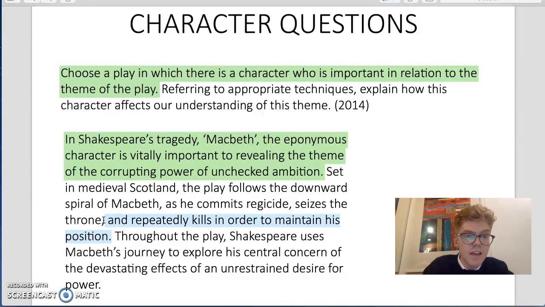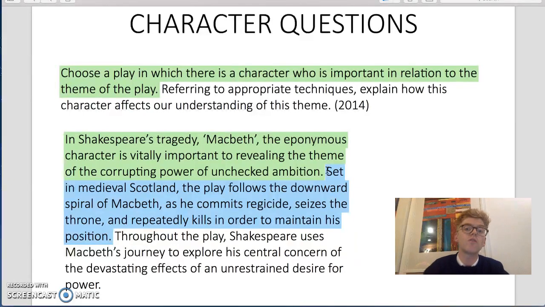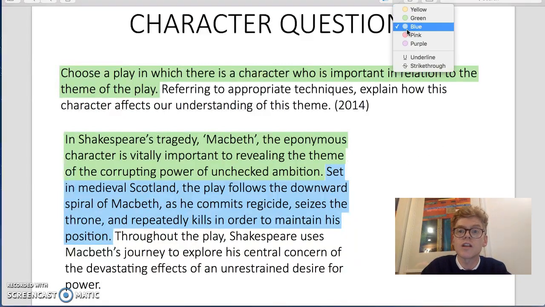Second sentence, again, slightly different expression here, but it's the same one-sentence plot summary. Set in medieval Scotland, the play follows the downward spiral of Macbeth as he commits regicide. Regicide is a really good word, by the way, to learn if you're writing on Macbeth. Regicide just means killing the king. Seizes the throne and repeatedly kills in order to maintain his position. And then our third sentence.